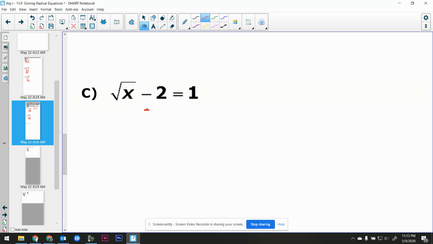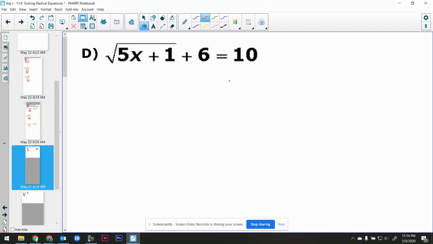Now, is the square root isolated? No, the square root's not alone. In this case, I have to add the 2 first because the minus 2 is on the outside of the radical. So the square root of x is equal to 3. And then I square both sides, and x is equal to 9. Check your answer here. Square root of 9 minus 2, is that 1? Yes, this does check out.